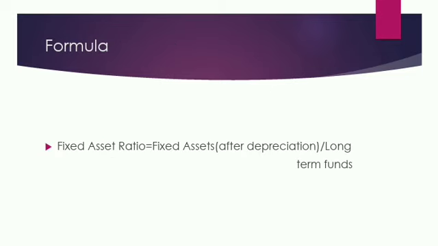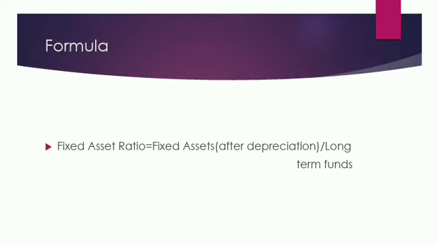The formula for calculating the fixed asset ratio is fixed assets after depreciation. We take the fixed assets after the depreciation, and it is divided by the long-term funds. Fixed asset ratio is equal to fixed assets after depreciation divided by long-term funds. The two basic components of the fixed asset ratio are fixed assets and long-term funds.